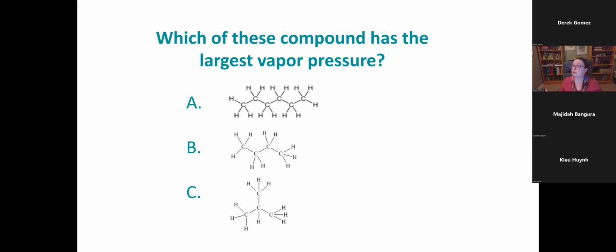Okay, but that's not what we were looking for, right? We were looking for the one that had the smallest intermolecular forces, because the smaller forces that hold the molecules together is going to lead to a very big vapor pressure. All right. So here the answer was C. Okay, so we really had to think through all of those intermolecular forces, and then we had to really dig down into London dispersion forces and how the size and then the shape affected the strength of those forces. Okay, so C here has the smallest London dispersion forces.